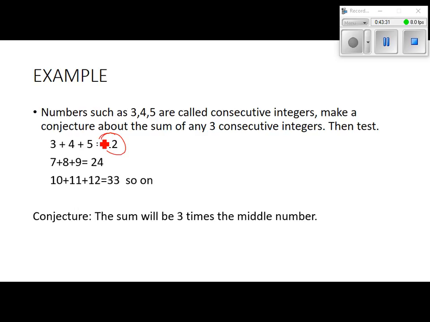110, 111, 112. Say it again. 110, 111, 112. The conjecture that they made about this is that 3 times that, which would be 333, should equal the sum, right? What are those 3 add together? 333. So 3 times the middle number gives you the sum.